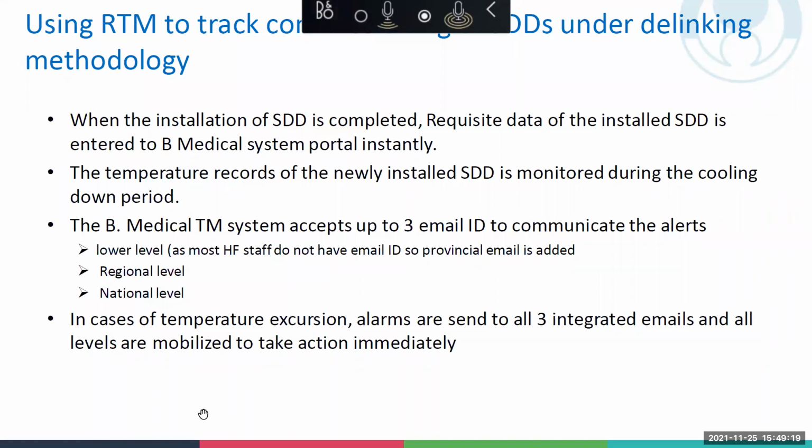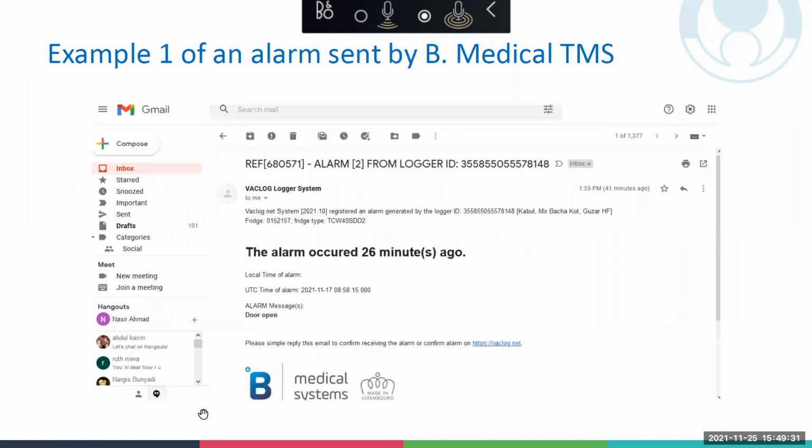So anytime there is a temperature excursion, alarms are sent to these 3 integrated emails, and all levels are mobilized to take action immediately. Let's see the next slide to see how we coordinate these actions when an alarm is sent. So this is an example of an email from the data logger on the B Medical system showing an alarm from a region in Guza Health Facility in Kabul.